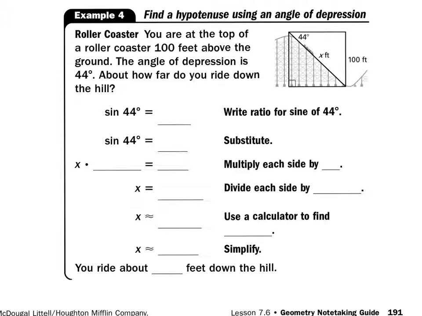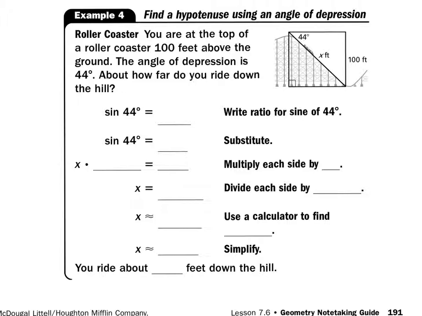Okay, find the hypotenuse using an angle of depression. Roller coaster. You're at the top of a roller coaster 100 feet above the ground. Now, I know this is not true for me because I would never be on a roller coaster, especially 100 feet from the ground. So this story probably must be about you. The angle of depression is 44 degrees. About how far do you ride down the hill?